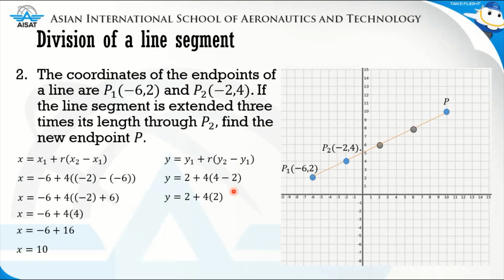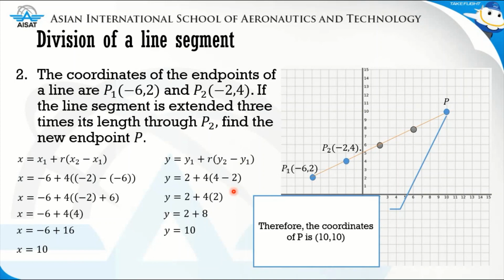So multiplying 4 by 2 will get 8. Adding 2 to 8 will have 10. So therefore, the value of the y-coordinate is equal to our x-coordinate, which is 10. So therefore, the coordinates of P in this problem is 10, 10.